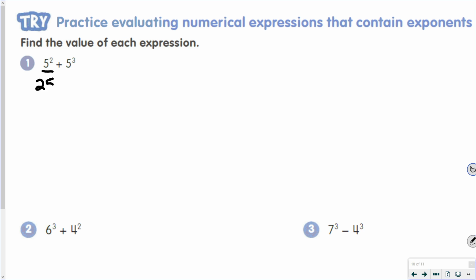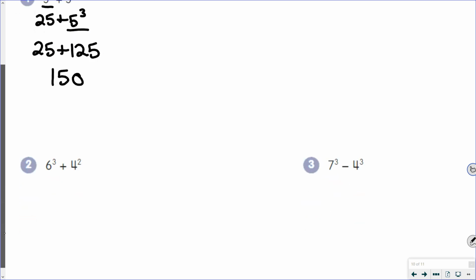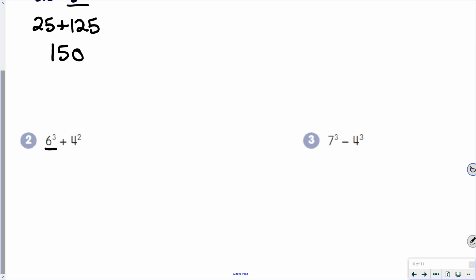5 squared is 25. 5 cubed is 125. So 25 plus 125 is 150. 6 cubed, we can look back in our notes and find that that's 216. 4 squared is 16. So 216 plus 16 is 232.